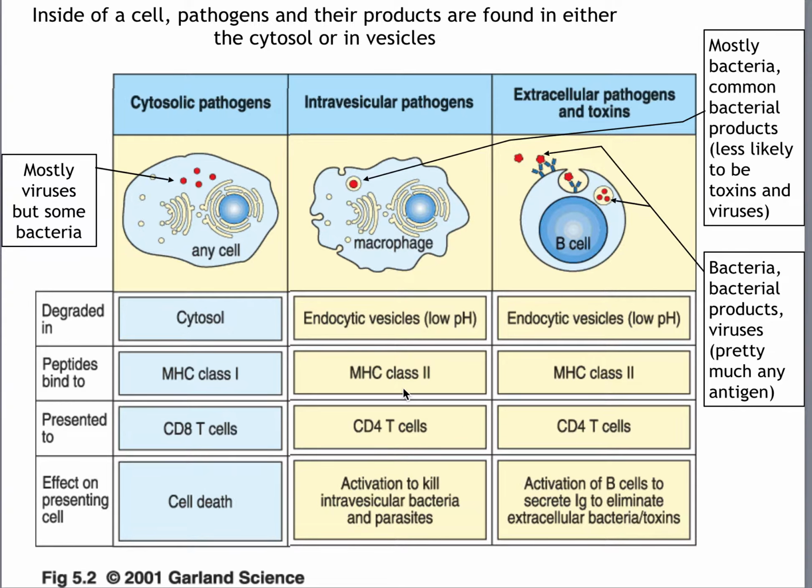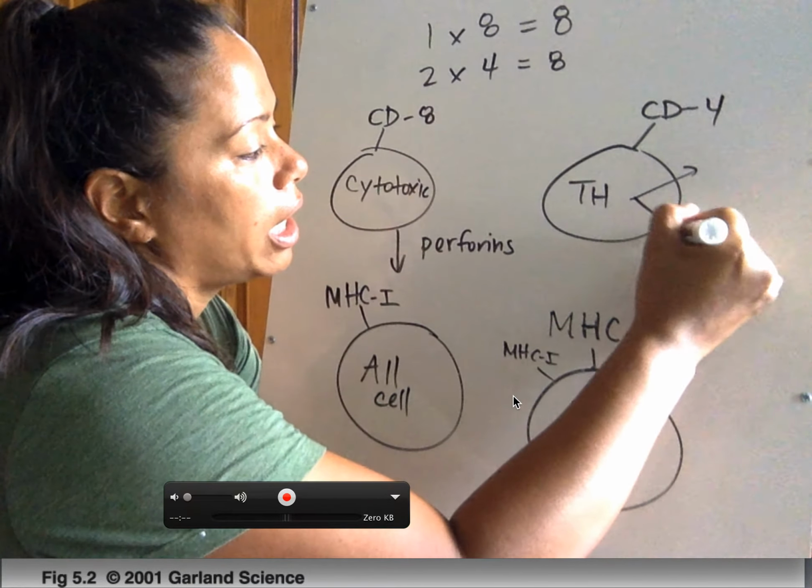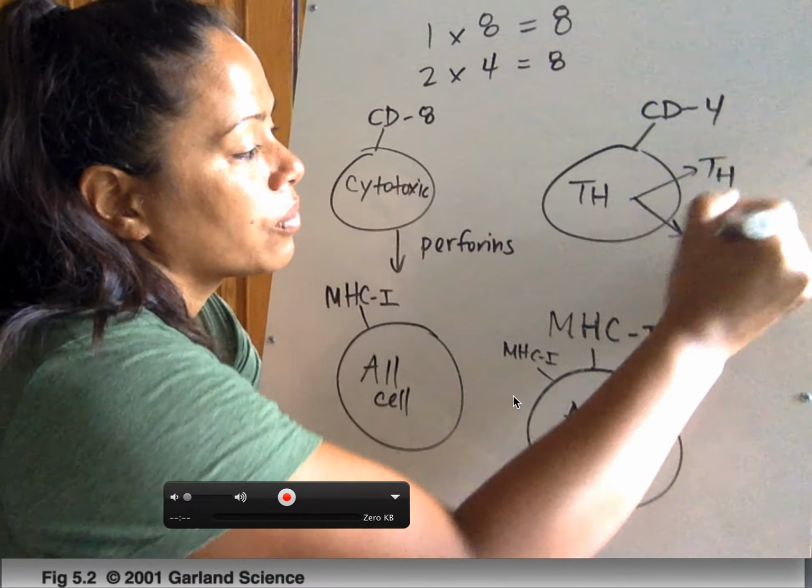MHC class 2, what did we say they bind to? T helper cells. And what are the markings on T helper cells? CD4. And how do they get rid of it? Well, if it's presenting an antigen, it's going to recognize the antigen or foreign substance and activate other cells. Who did I say activates? Well, we didn't. T helper has TH1 and TH2. Actually, we did. We said the second letter in the alphabet was the B.